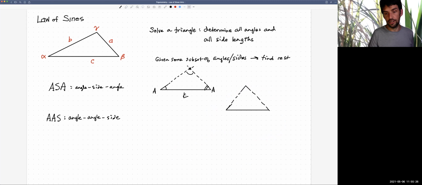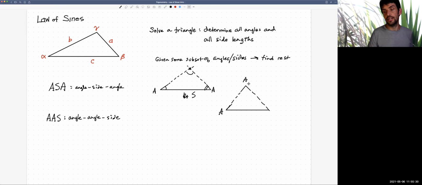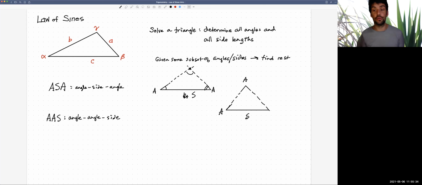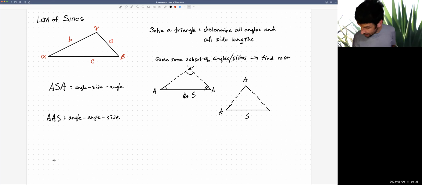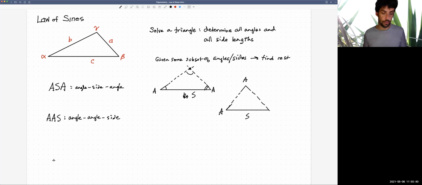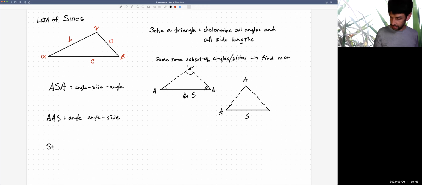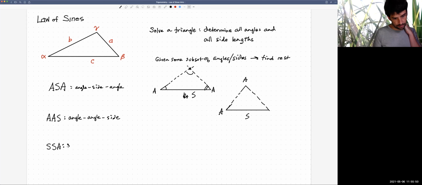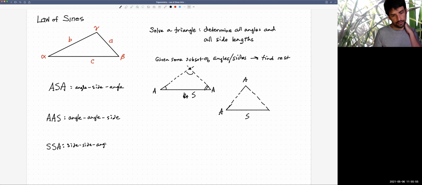Let's write this one this way. Before, we were given an angle and the side between. Here we were given an angle on this side. It turns out we'll be able to determine the last two sides and the other angle. And then finally, here's the one with a little bit of ambiguity to it: side, side, angle.